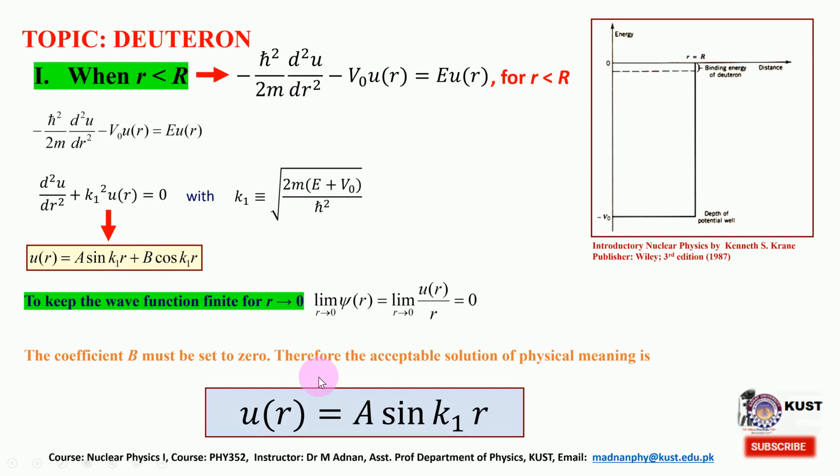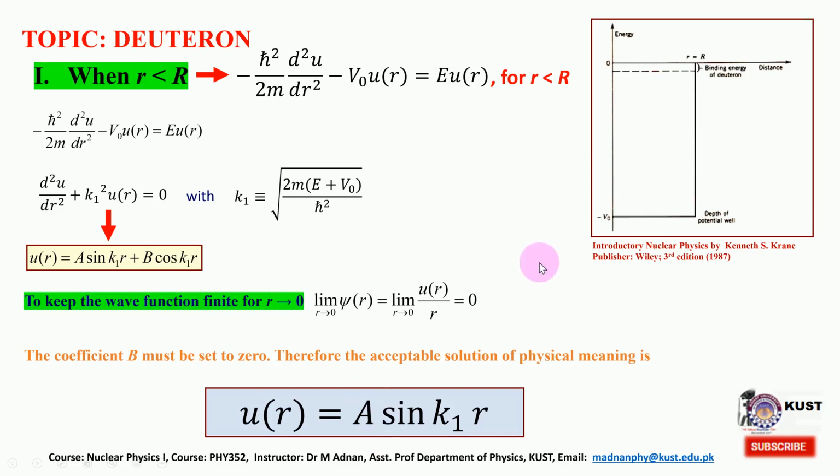These are two parts. So the finiteness of the wave function requires that U should go to 0, because, as you remember, we have described the radial part of the wave function in terms of U over R. So if U goes to 0, this wave function will be going to 0. Otherwise, when R equal to 0, if this is not equal to 0, this will go to infinity, which will violate the condition of the finiteness of the wave function.